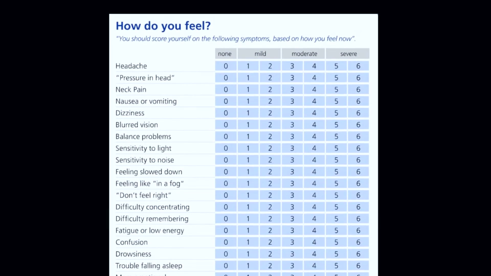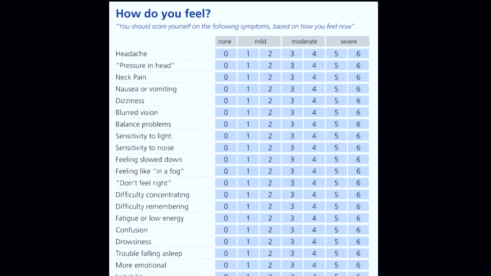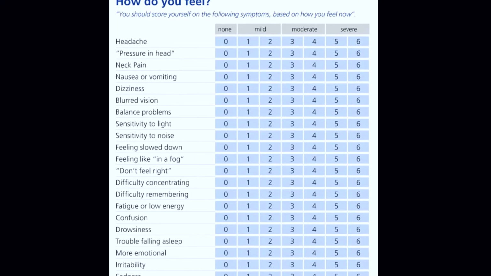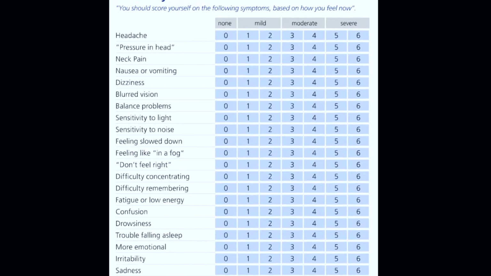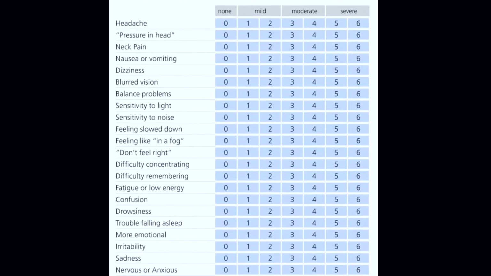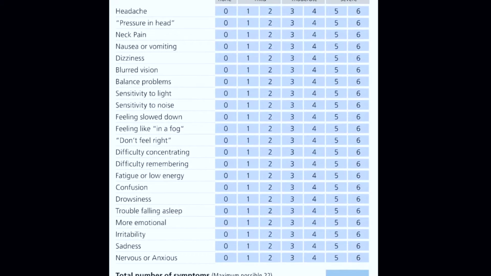Section 3 is the symptom checklist. Have the athlete complete this checklist after they have rested for at least 10 minutes post-exercise. This is designed for the athlete to rate the presence and severity of 22 symptoms on a scale of 0 to 6. You will score the total number of symptoms as well as the total of the severity scales.